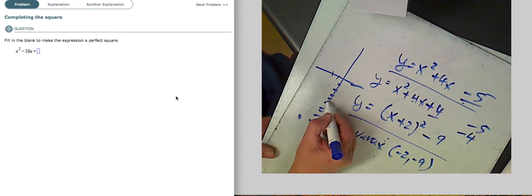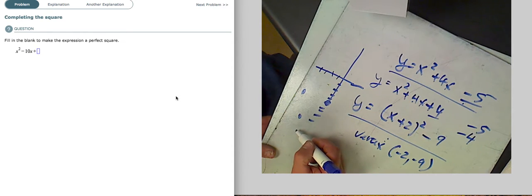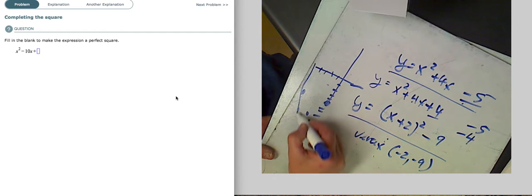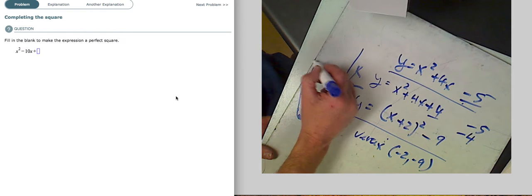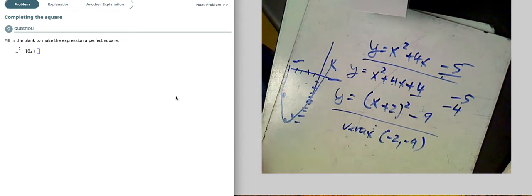1, 2, 3, 4, 5. And then I also know this one is 2 away. And then I can fill in my picture a little bit by going up 1 over 1 in both directions. And there's my equation. And we did that by completing the square.